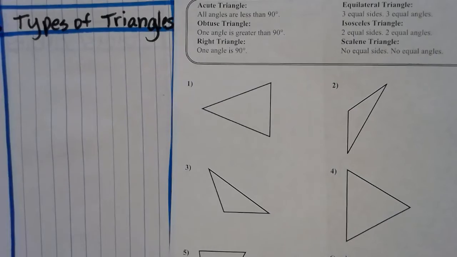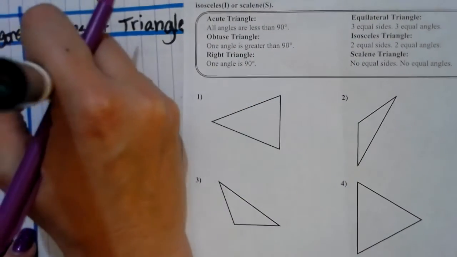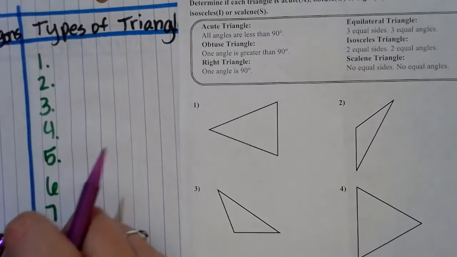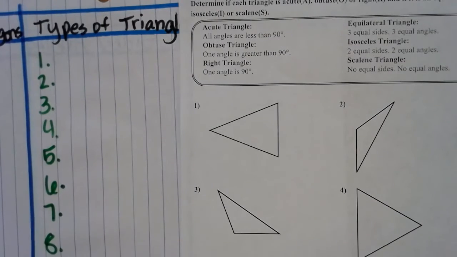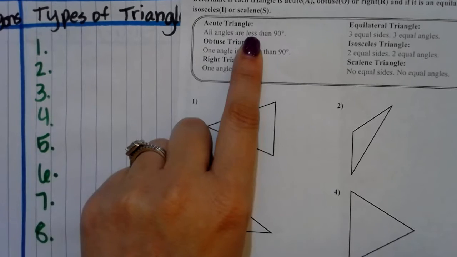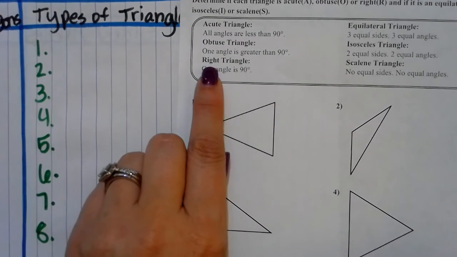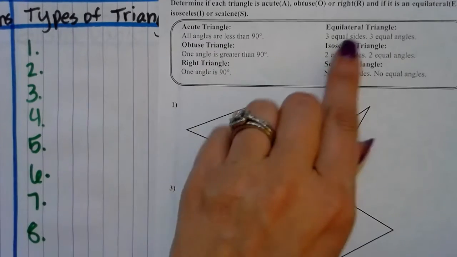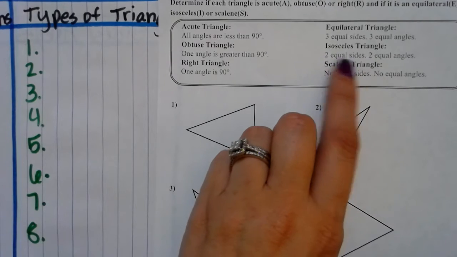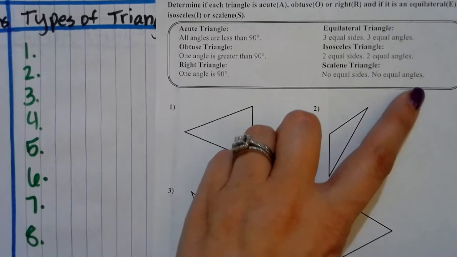So types of triangles is going to only have 8 questions. So make sure you label your paper 1, 2, 3, 4, 5, 6, 7, 8. Okay. And we're going to follow some rules. Acute, all angles are less than 90. Obtuse, one angle is greater than 90. Right, one angle is 90. Equilateral, 3 equal sides, 3 equal angles. Isosceles, 2 equal sides, 2 equal angles. Scalene, no equal sides, no equal angles.